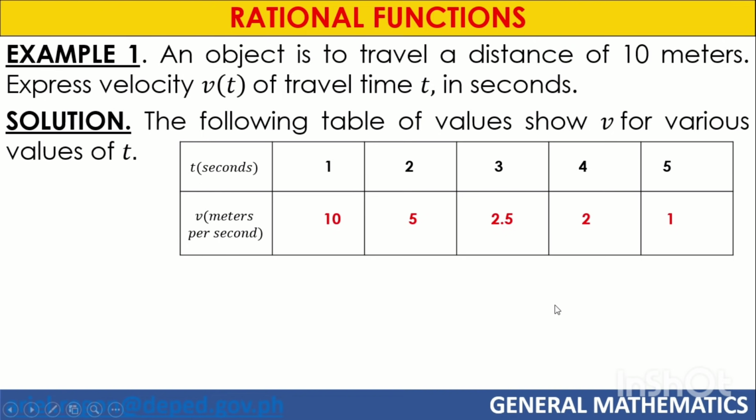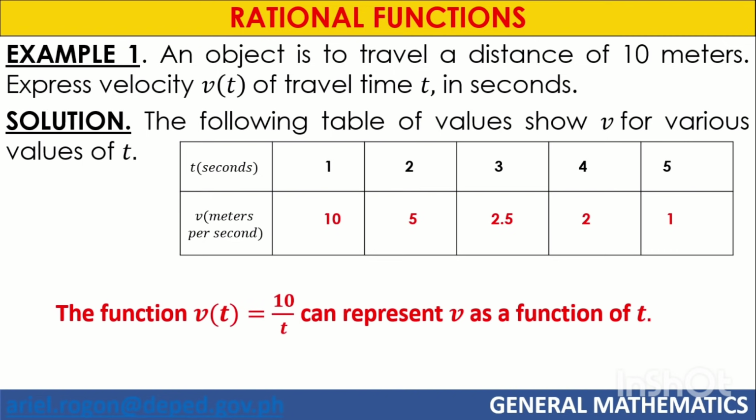So, kanina, sa unang problem, gumamit tayo ng function. So, dito rin. So, para makuha natin yung 10, 5, 2.5, 2, and 1, gagamit din tayo ng function. We need to represent it into a function. So, ano kaya ang function ng problem? So, v of t is equal to 10 over t. So, ibig sabihin, ito yung function para makompute natin itong nasa baba na to. Yung velocity, yung meters per second.